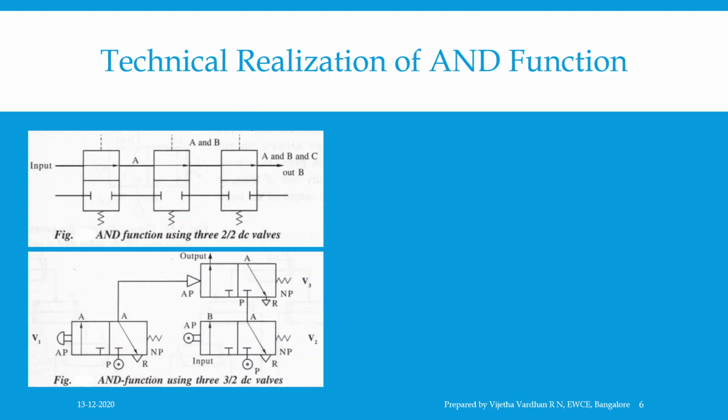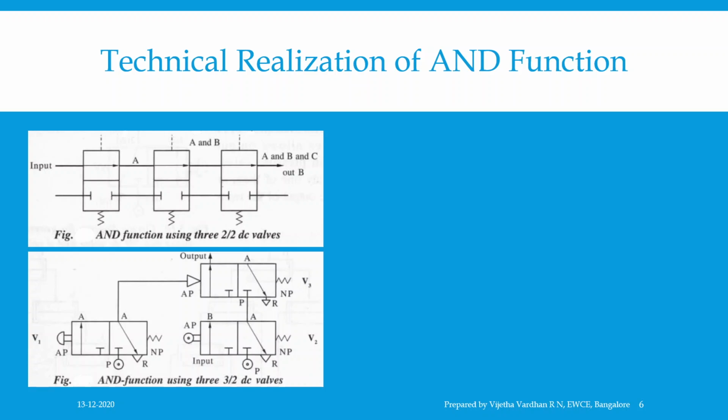Let us understand the construction part. The valves V1, V2 and V3 are connected as shown in the circuit which you can observe. V1 and V2 are not connected in any manner, but the output V3 depends on both V1 and V2 together, which you have to observe.